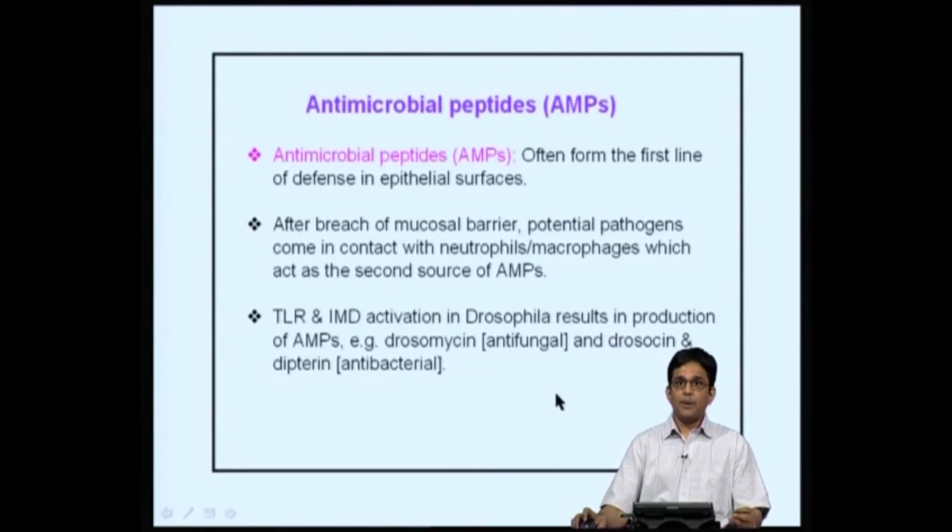We had discussed antimicrobial peptides in the previous class, and we will go over some important aspects of it again. These represent one of the first lines of defense in epithelial surfaces, and this is especially true in the intestinal or gut lumen. You will also remember that TLR and IMD pathway activation in Drosophila results in production of antimicrobial peptides, for example drosomycin, which is antifungal, and drosocin and diptericin, which are antibacterial. TLR activation is thought to increase cytokine production in mammals, but in Drosophila, the main role has been shown to be in production of antimicrobial peptides.